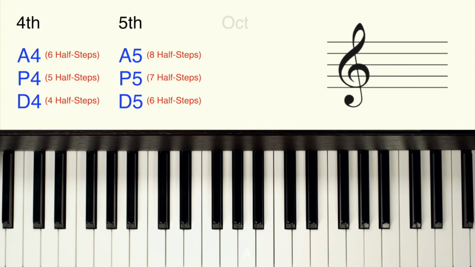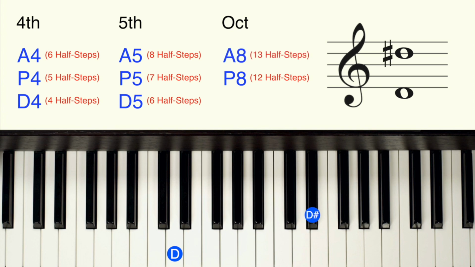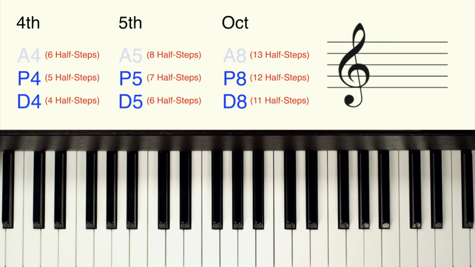And last, the octave. Perfect octaves are easy, D up to D. After the unison, this is our most consonant interval, 12 half steps. A half step bigger, and we have an augmented octave, 13 half steps. Back to the perfect octave, and now make it a half step smaller, 11 half steps, and this is now a diminished octave. So to review, fourths, fifths, and octaves can be perfect, augmented, or diminished. From biggest to smallest, augmented, perfect, diminished.